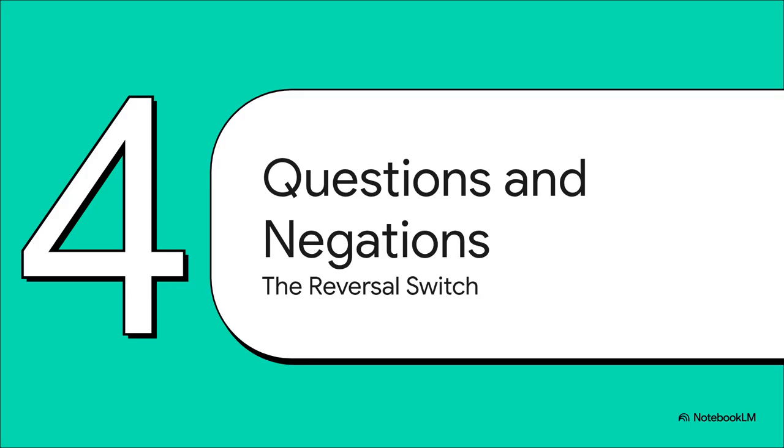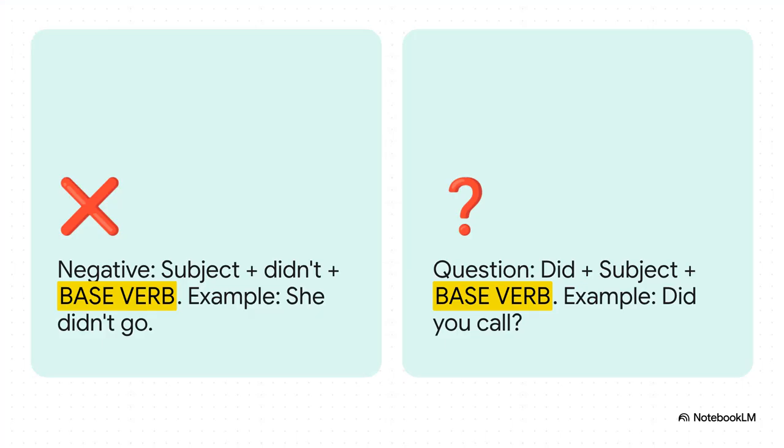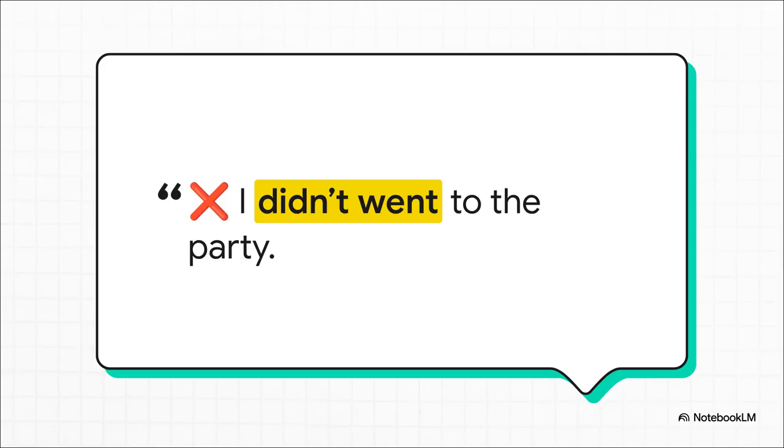Okay, so we can say what happened. But what if we want to say something didn't happen or ask a question about it? For that, we need another tool. I like to call it the reversal switch. Our secret weapon here is the little helper verb did. For negatives, we use didn't, and for questions, we pop did right at the beginning. But, and this is the really important part, the main verb that comes after, it stays in its original base form, no ed.